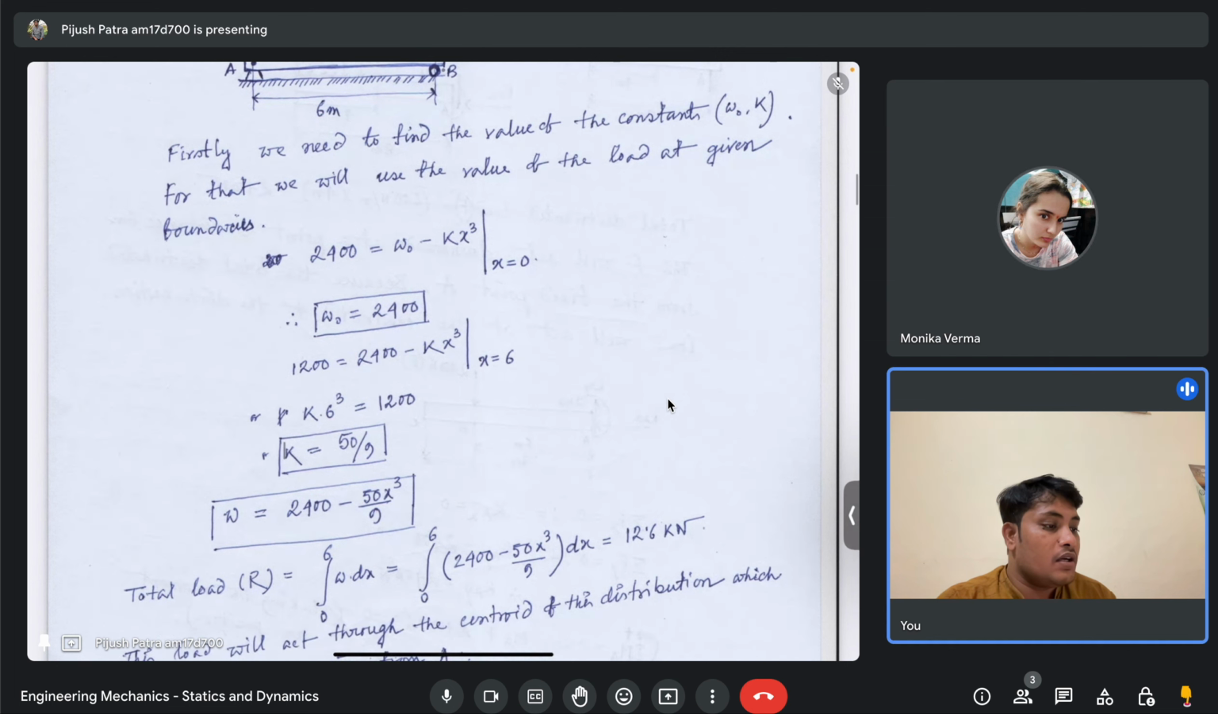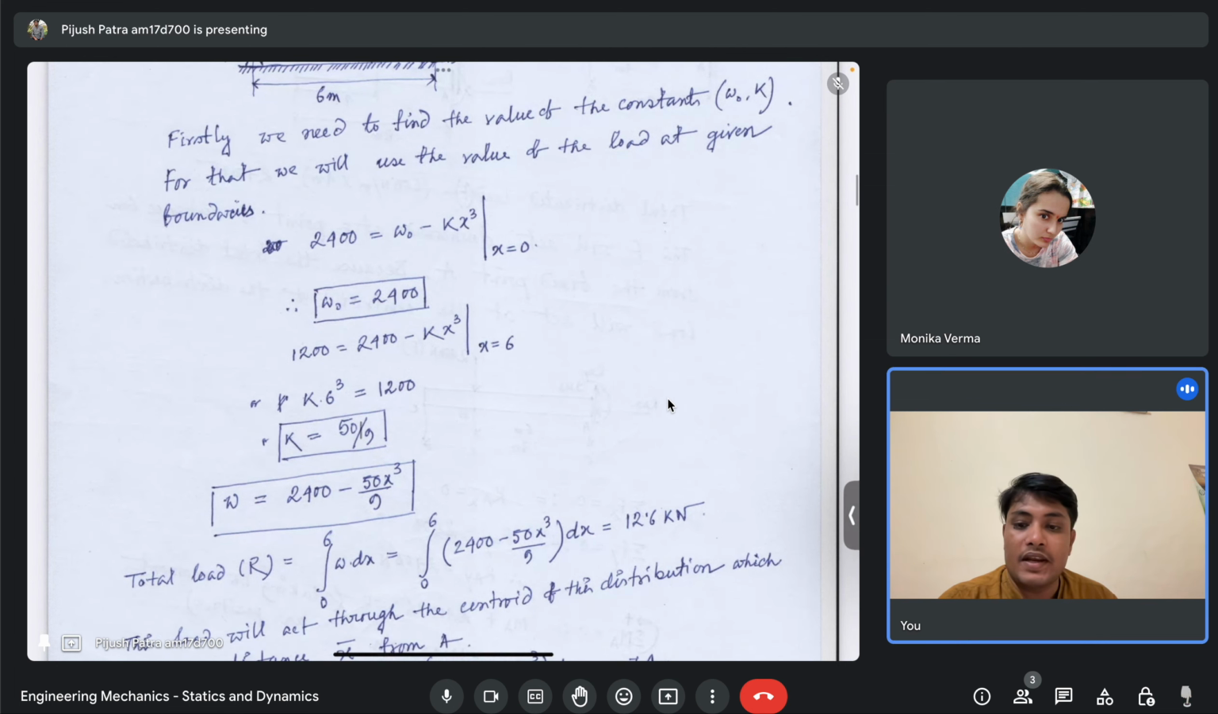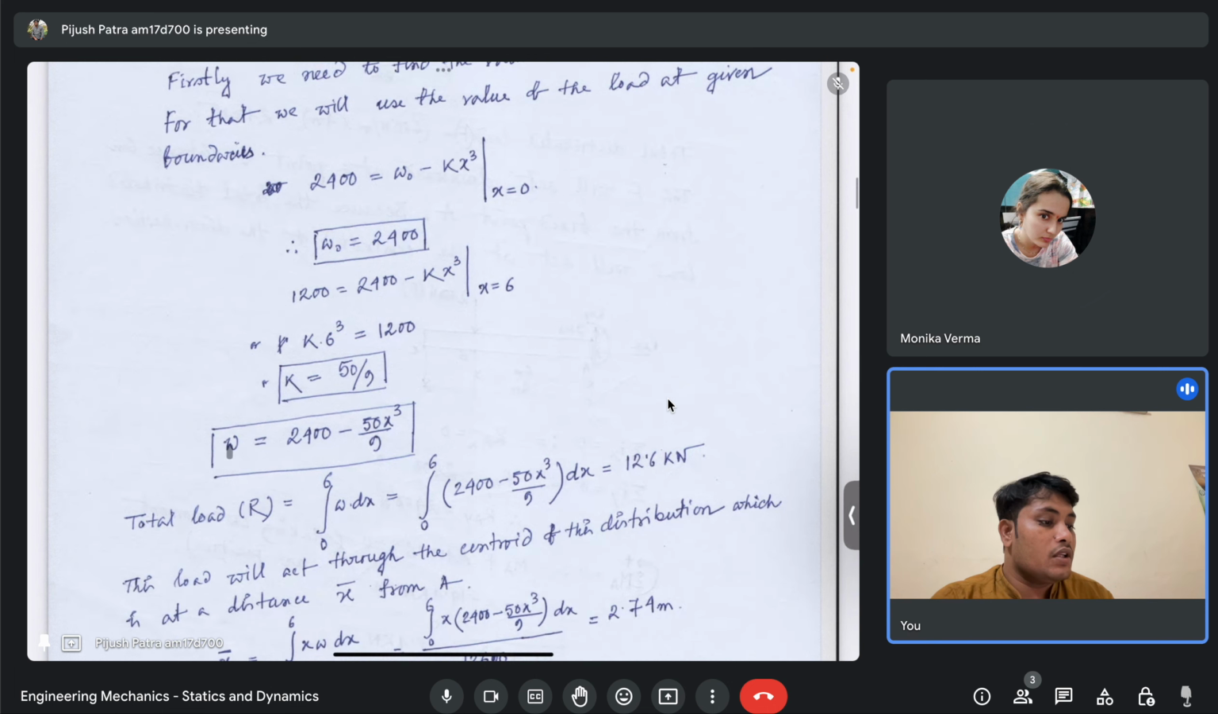So if you do that, you can get K equals 50 by 9. So from these two boundary conditions, using these two known values, you can calculate the value of W0 and K, and this is your expression for W. W equals 2400 minus 50 by 9 into x cubed. Now for any given value of x, you can calculate the load at that point.